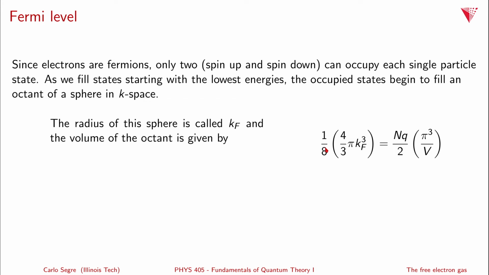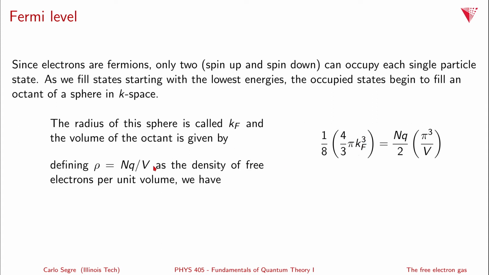Alternatively, a different way of looking at this is to say that you have n atoms times q electrons per atom, that's n times q, divided by 2, because each state can take 2 particles. And that counts the number of states which must be filled. If you now multiply that times the volume in reciprocal space of each state, the volume occupied by each state, the number of states times the volume per state gives you the total volume of that octant. So we now have 2 ways that we've represented the volume of the octant, and we can solve for k_f cubed.